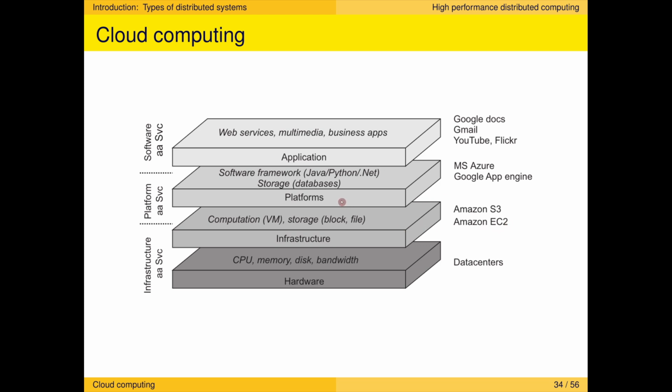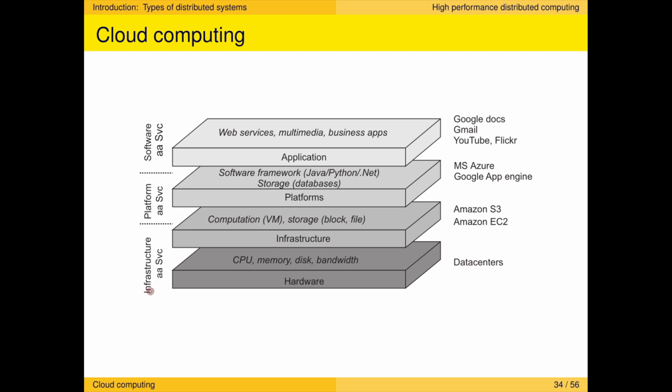On top of that, we have the platforms. These provide, for example, the software platforms like Java, Python, or .NET, depending on what type of platform or framework you want to use, and also the databases. Examples of this would be Microsoft's Azure or Google App Engine. And on top of that, you can have applications. These are web services, multimedia services, or business applications. Examples of these would be Google Docs, Gmail, YouTube, Flickr, whatever.